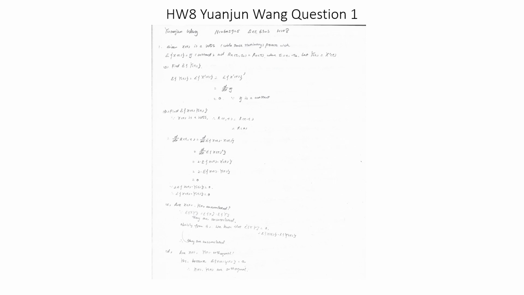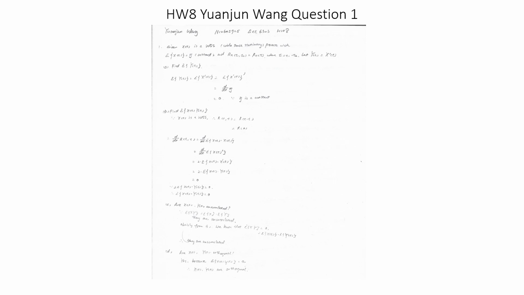So we know, according to the question, that y of t is equal to the derivative of x of t. So the E of y of t is going to be equal to the E of the derivative of x of t, which is the derivative of the whole thing, which is just the derivative of eta. And we know a derivative of a constant is equal to 0. So the E of y of t is going to be equal to 0 because eta is a constant.